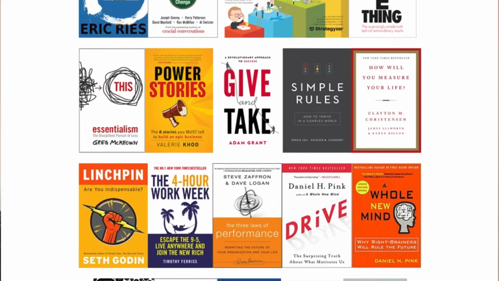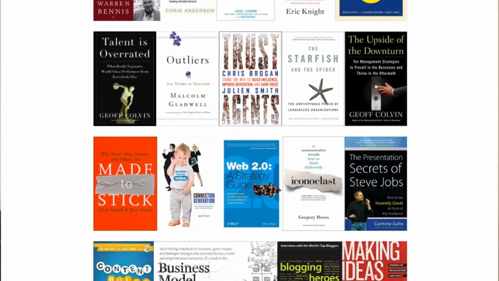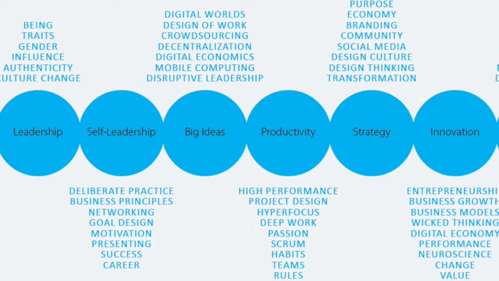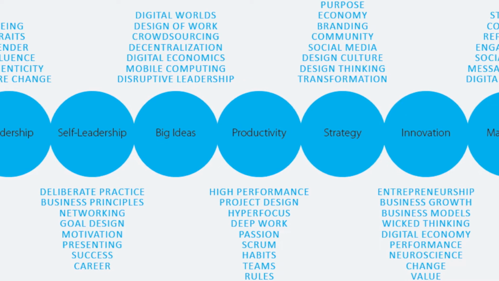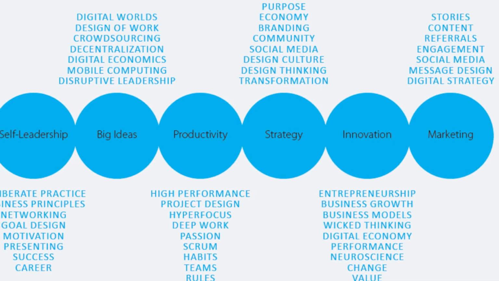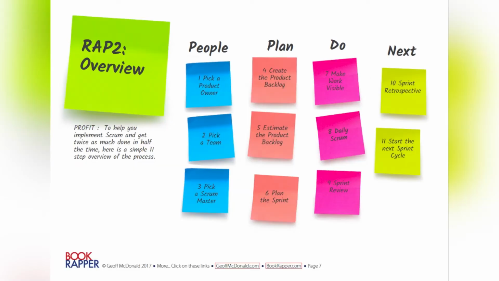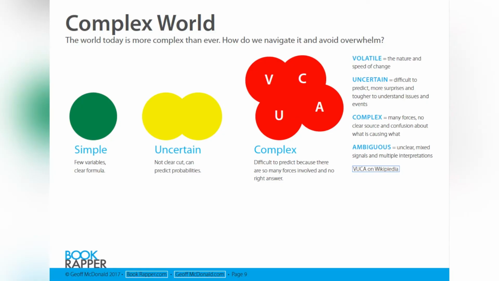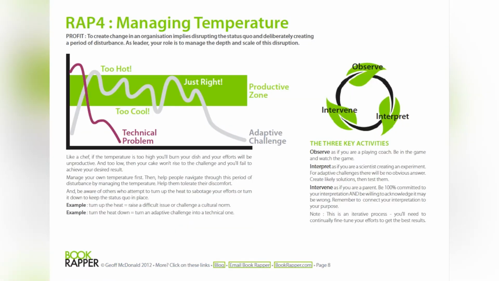For instance, the Book Wrapper library is based on summaries of 65 books. They cover big ideas in the areas of leadership, strategy, self-leadership, productivity, marketing, innovation, and big ideas. Each one is visually laid out. You can grab the big ideas by scanning each page in seconds or read the entire summary in about 30 minutes. Plus, they have action plans for you to implement. In only 30 minutes a week for a year, you have everything you need to grow your business and your career.